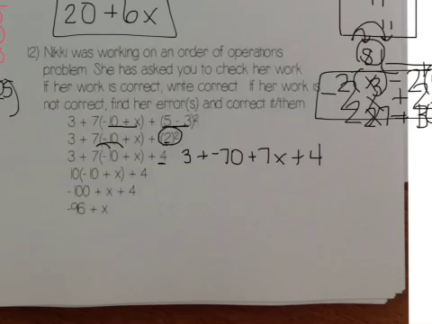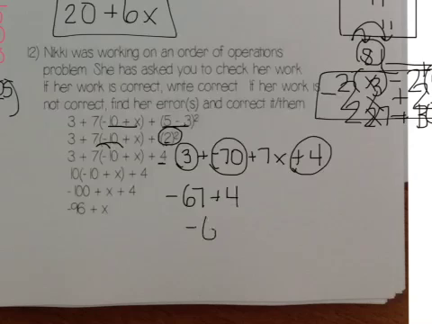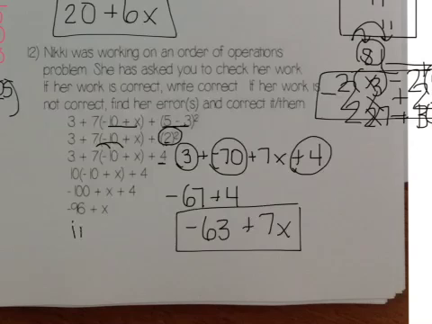So then we add and subtract from left to right. 3 can combine with our negative 70, which can combine with our plus 4. 3 minus 70 is going to be a negative 67, plus 4 is going to be a negative 63, plus we still have that 7x. So it looks like her answer would be incorrect. And this is her error. She should not have added before she multiplied.